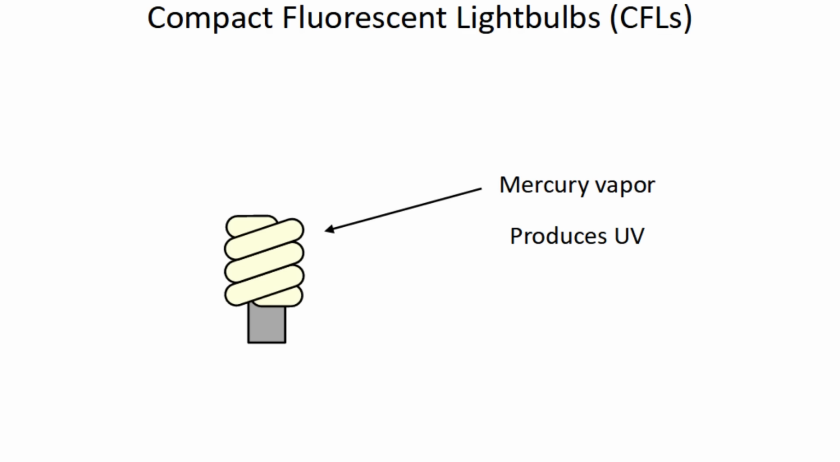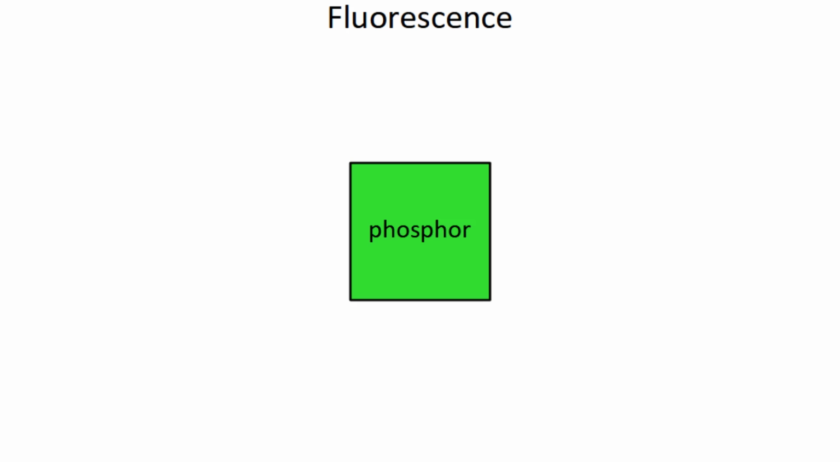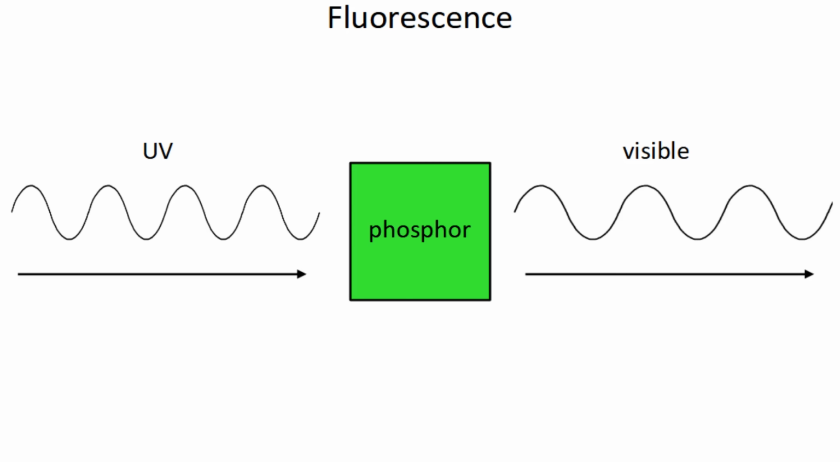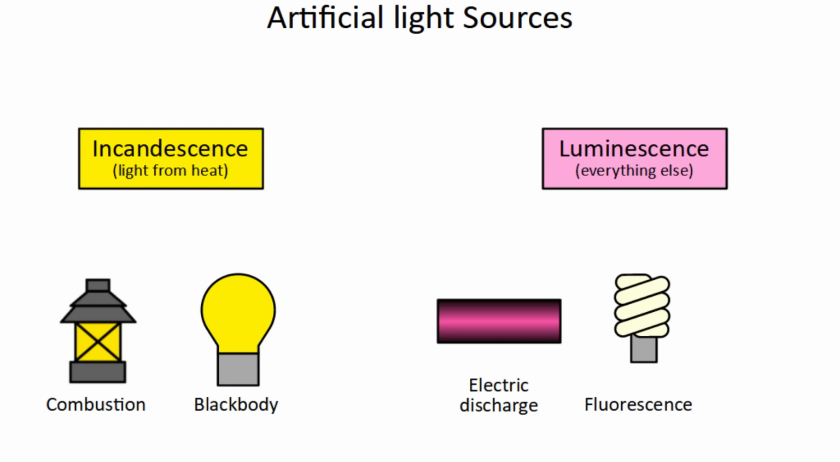They then combine this with another type of light source, fluorescence, where a material called a phosphor receives high-energy light like ultraviolet and then re-emits it as something lower energy, like visible light. Fluorescent light bulbs are a lot more energy efficient than incandescent ones, but even more energy efficient would be LEDs.